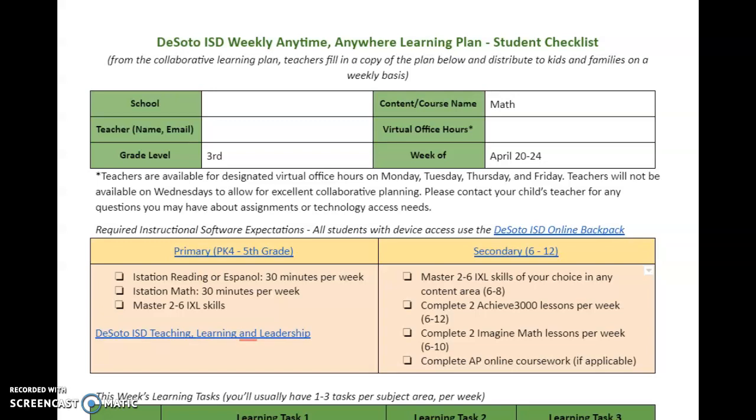child's teacher. At the top of the student checklist, you will find your child's school, the content area or course name, as well as the teacher's name and their email address for contact. Teachers are available on Monday, Tuesday, Thursday, and Friday. We are unavailable on Wednesdays because that is the day that we collaboratively plan across the district. So for example, as a third grade math teacher, I plan with other third grade math teachers across the district every Wednesday.